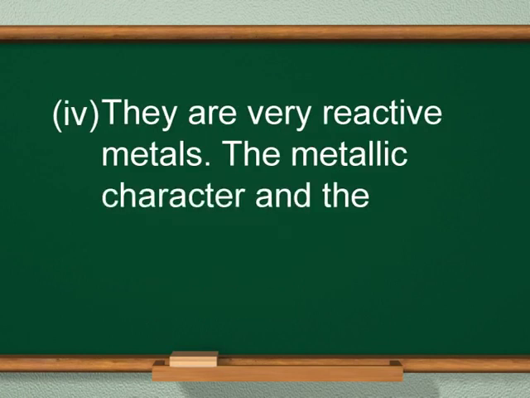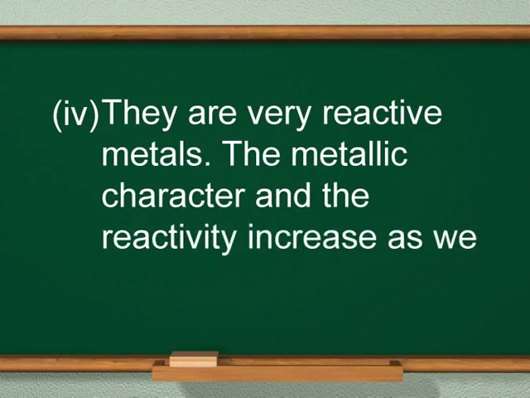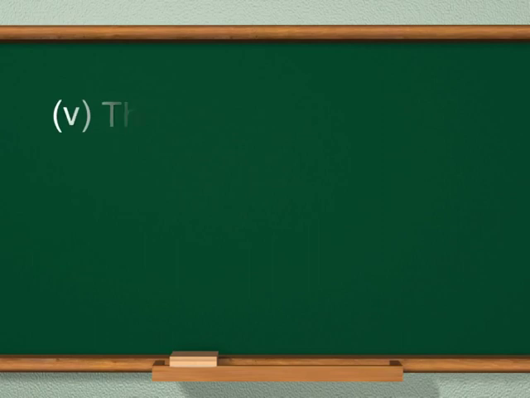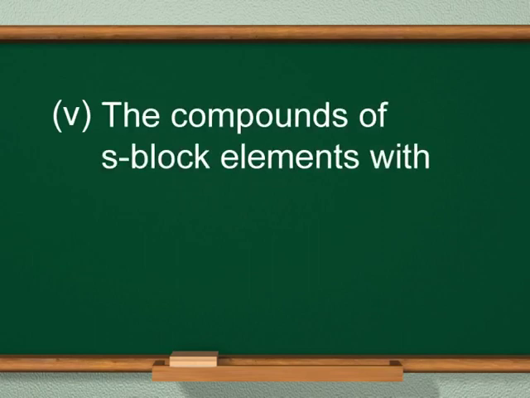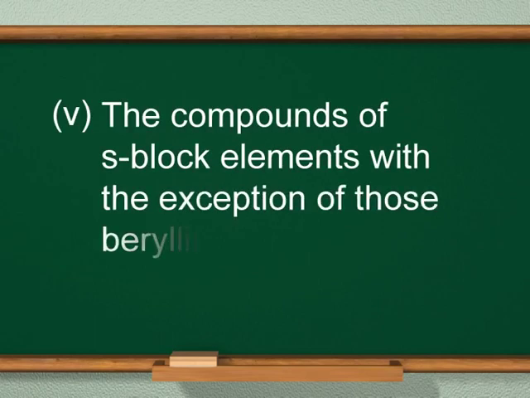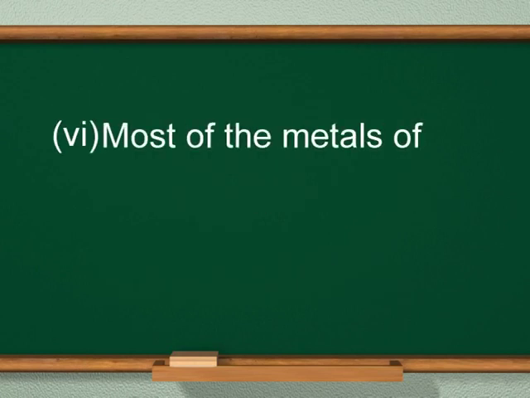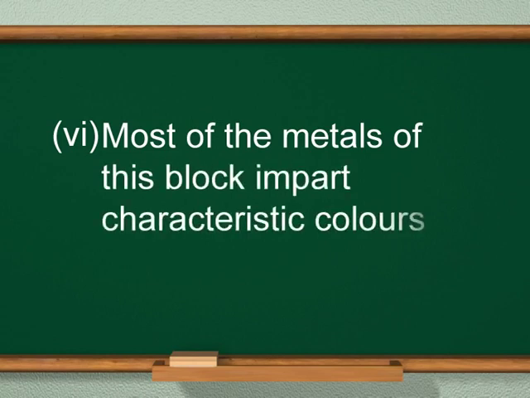The metallic character and the reactivity increase as we move down the group. The compounds of s block elements, with the exception of those of beryllium, are predominantly ionic. Most of the metals of this block impart characteristic colors to the flame.